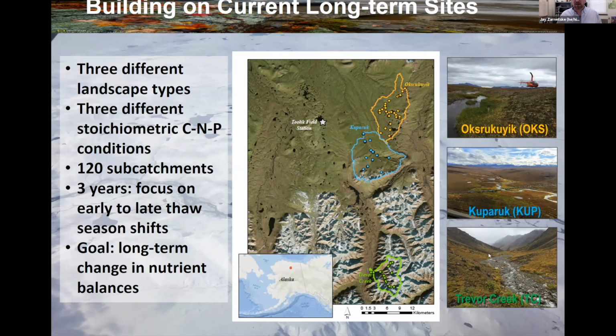As a result of these 3 different landscapes, the geomorphic terrain is different, the vegetation is different, and the stoichiometry, the proportions of carbon, nitrogen, and phosphorus, is also very different. We've been sampling 120 subcatchments across these 3 locations for 3 years now, focusing on whether we can detect changes at the beginning of the thaw season when there's very little thaw versus late in the season, like September and October, when there's maximum thaw in that landscape. The overall goal is first to collect that benchmarking data for Earth system models, and second, using our techniques, to identify whether there are long-term changes in the nutrient balance across these 3 different watersheds?